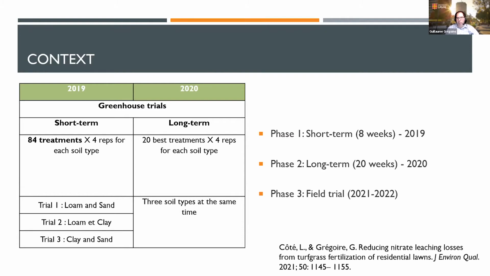And what we did show in this previous research is that when you fertilize turf properly, you actually reduce phosphorus losses through runoff because you have a denser surface, so you have lower runoff volumes, which results in lower phosphorus losses. We did also observe in these trials an increase in nitrate losses through leaching.